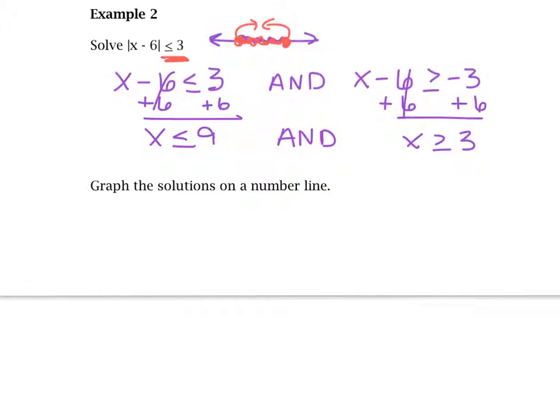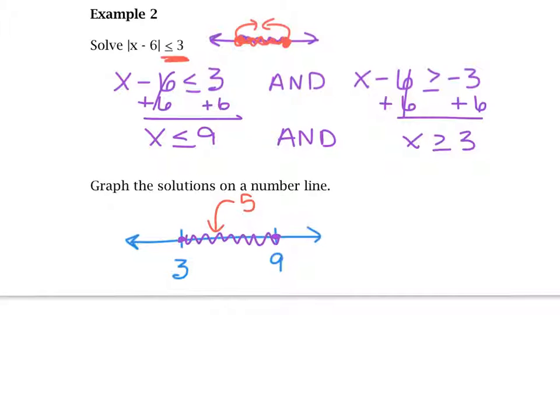So when you think about what that looks like on a number line, let me just get a number line down here for us. Here's 9. Here's 3. The numbers that are less than or equal to 9 and greater than or equal to 3 are going to be all these numbers in between. And they have equal bars, so I'm going to use a closed circle, and I'm going to shade everything in between. Okay? And just so you can see how this works, let's pick a number that would fall somewhere in this range. So what's in there? 5, right? 5 is between 3 and 9.